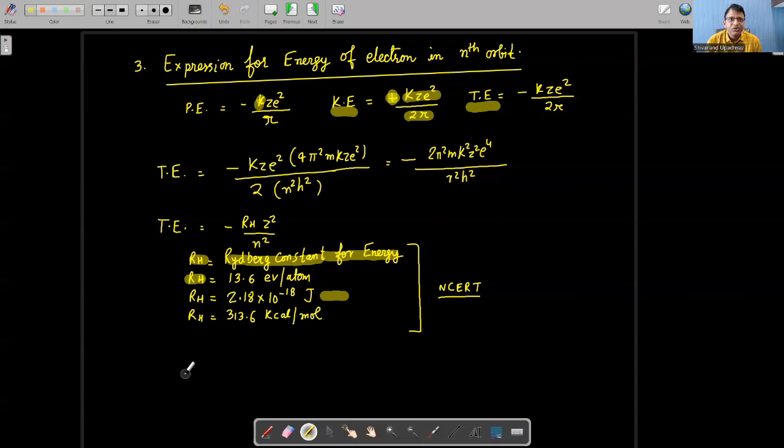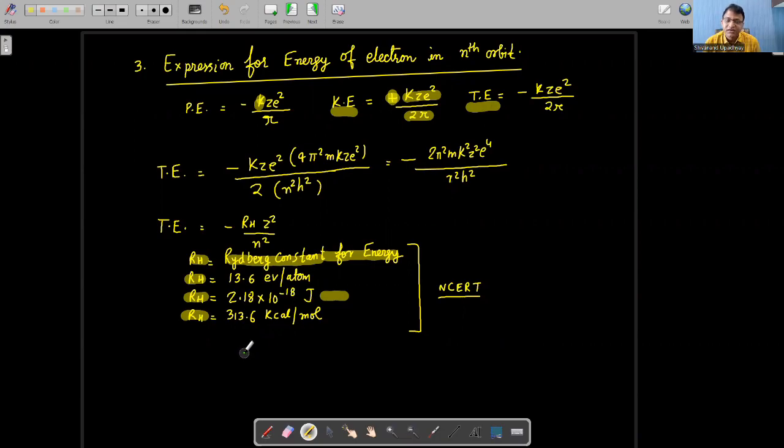2.18 into 10 to the power minus 18. This is the Rydberg constant in terms of joule. And this third value is also mentioned. If you are able to remember it, it is fine. Otherwise, you can leave it. This value in terms of kilocalorie per mole is 313.6 kilocalorie per mole. So the main point is the Rydberg constant.